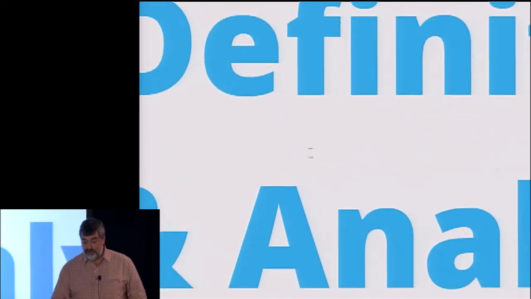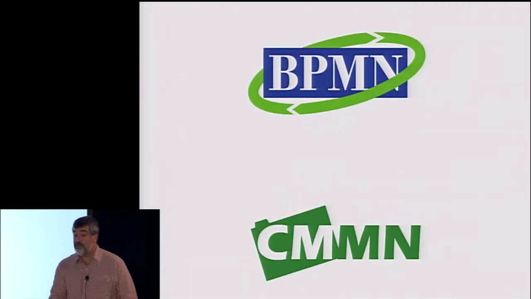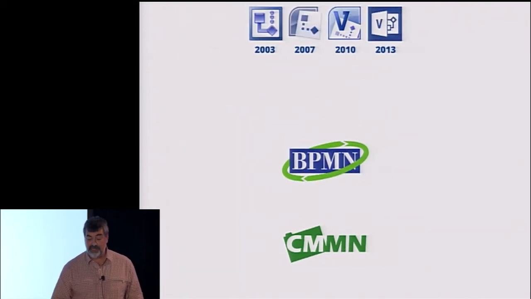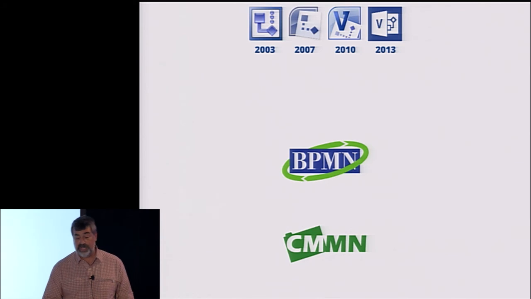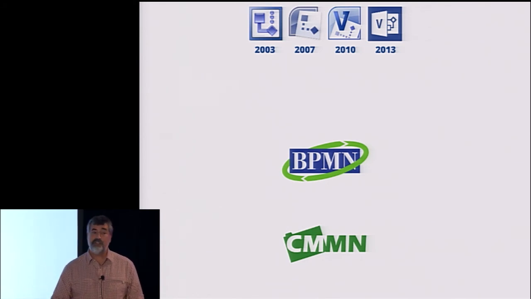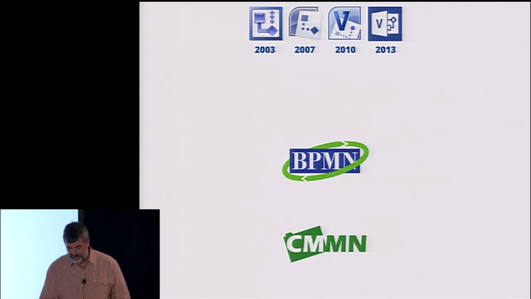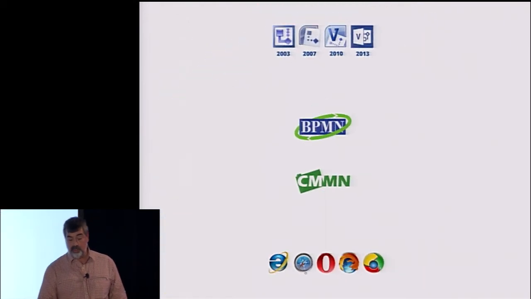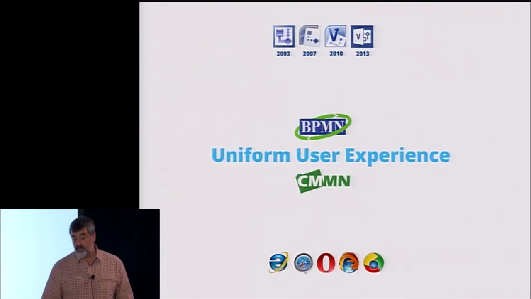So I have to go quicker. That's what we have to offer in terms of definition and analysis. We do both BPMN and CMMN. You notice we do Visio, all versions of Visio: 2003, 2007, 2010, and 2013. And you need the cheap version. You don't have to be premium of anything. We can also do all this in all the browsers. And really our goal is to offer this uniform user experience in all those platforms.